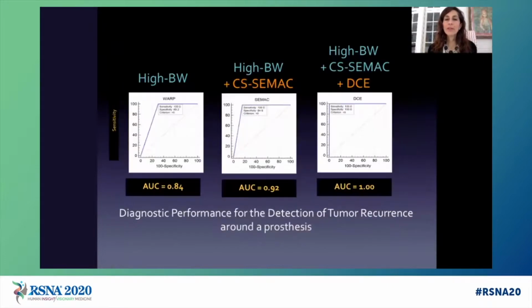And the approach here is to use conventional high bandwidth imaging plus a compressed sensing CMAC sequence. So the CMAC sequence makes use of view angle tilting with additional phase encoding correction in the Z direction to reduce artifact. And then we also make use of DCE MRI. And when you use these three sequences in combination, then you can get a very high accuracy for detecting recurrence in the setting of metal.